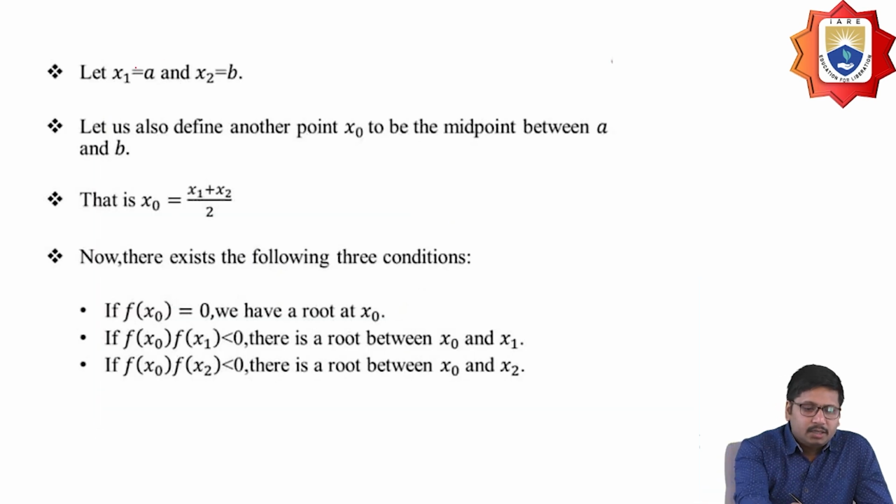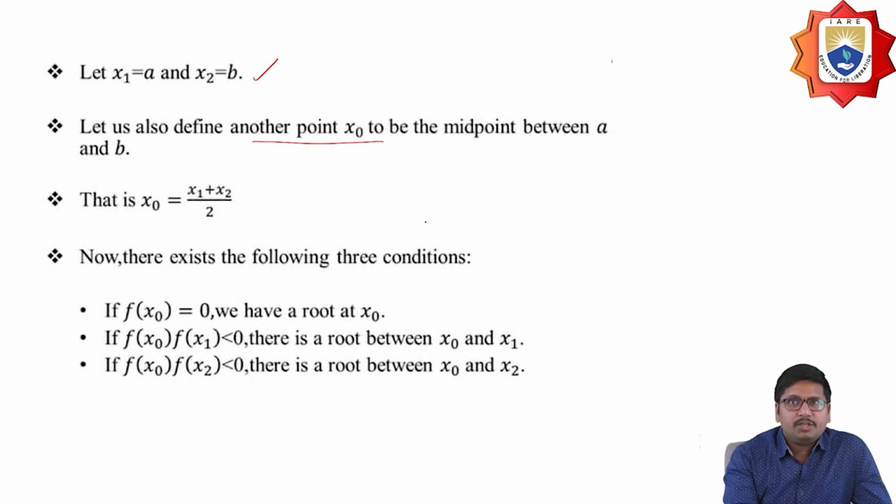Let's take x1 equal to a and x2 equal to b. Let us define another point x0 to be the midpoint between a and b. Then x0 is written as x1 plus x2 by 2.